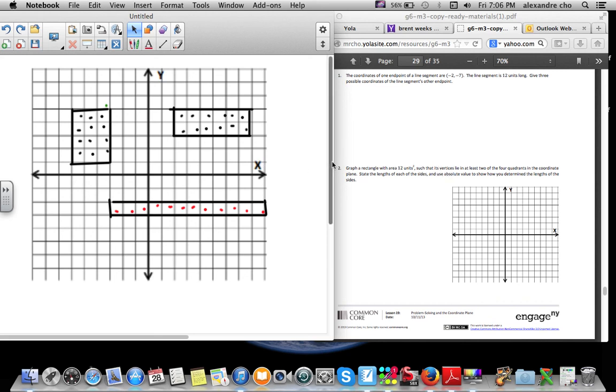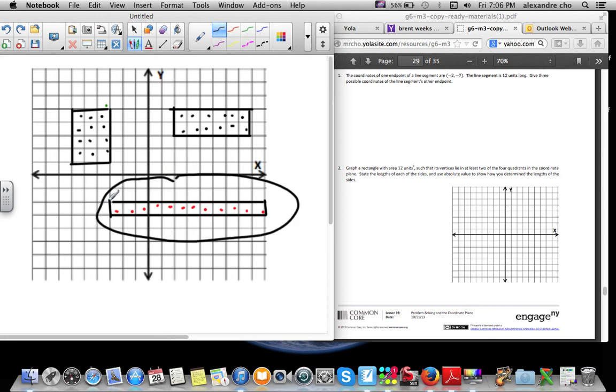Okay, wait a second. Did I do something wrong? Yes. Graph a rectangle with 12 units, such that its vertices lie in at least two of the quadrants. Well, the only one that I did correctly is this one, actually. This one right here. Because the vertices, I have 2 in quadrant 3 and 2 in quadrant 4. Whereas these, all my corners here are all in quadrant 1, which does not satisfy the question here. And this, all my vertices are in quadrant 2. So the only one that I actually did correctly was the last one.